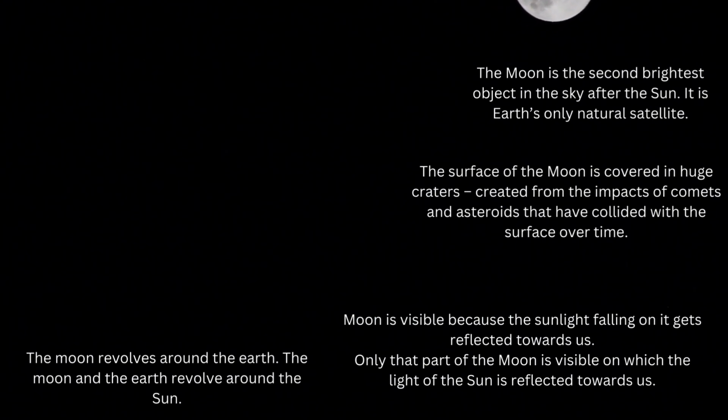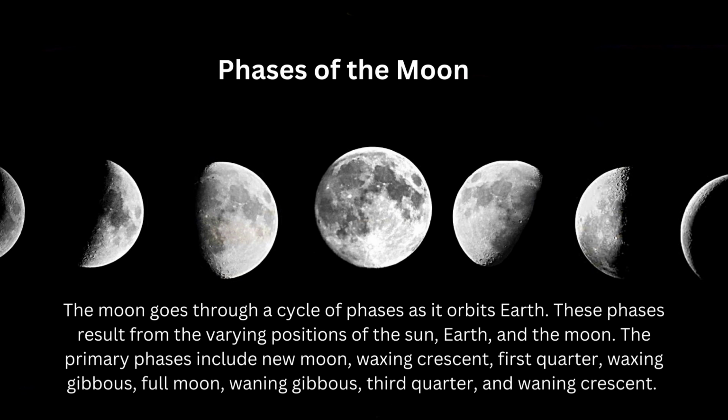The moon revolves around the Earth, and the moon and the Earth revolve around the sun. Phases of the moon. The moon goes through a cycle of phases as it orbits Earth. These phases result from the varying positions of the sun, Earth, and the moon. The primary phases include new moon, waxing crescent, first quarter, waxing gibbous, full moon, waning gibbous, third quarter, and waning crescent.